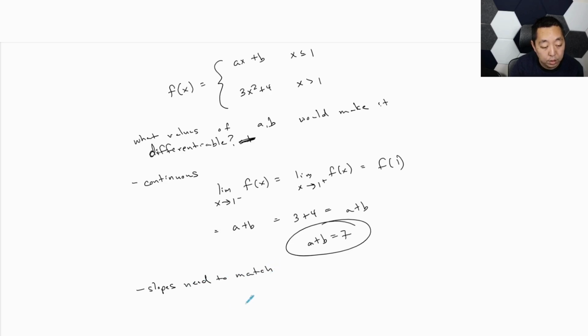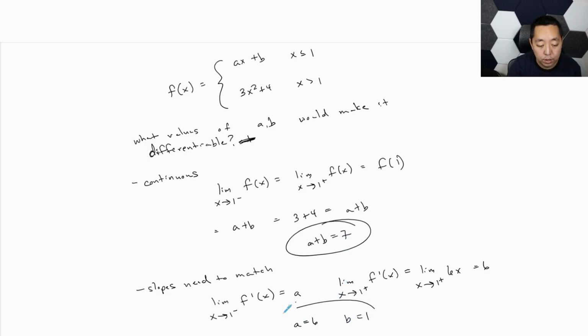So then you would take the limit as x approaches 1 from the left of f prime of x, and look at the derivative of this piece from the left. That would just be a, because the derivative of ax plus b is just a. Then the limit as x approaches 1 from the right of the derivative of this function: the derivative of 3x squared is 6x, and if I plug in 1, I get 6. So for these two slopes to match, a has to be 6. And therefore, if a plus b is 7, then b has to be 1.